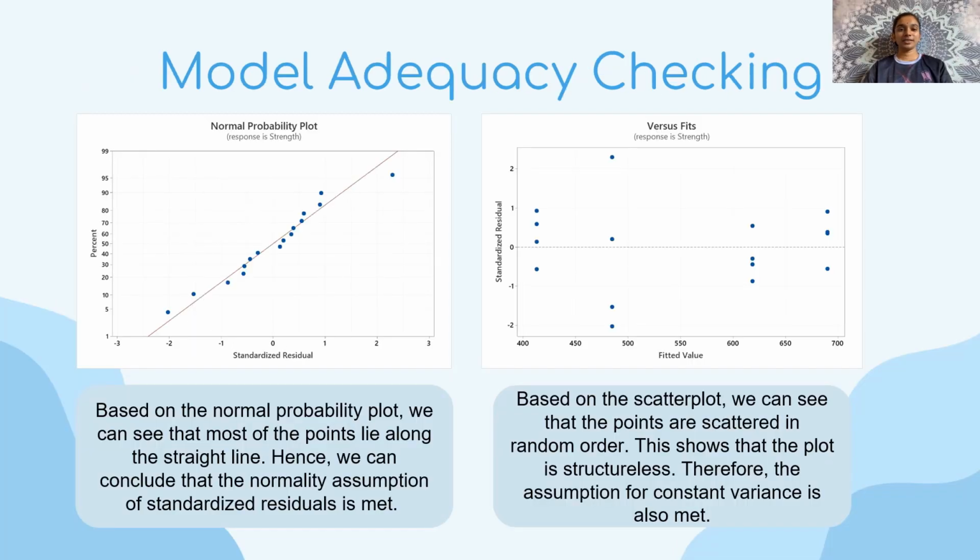For the model adequacy checking, we use the normal probability plot and scatter plot of residual versus fitted value. Based on the normal probability plot, we can see that most of the points lie along the straight line. Hence, we can conclude that the normality assumption of standardized residual is met. And based on the scatter plot, we can see that the points are scattered in random order. This shows that the plot is structureless. Therefore, the assumption for constant variance is also met.